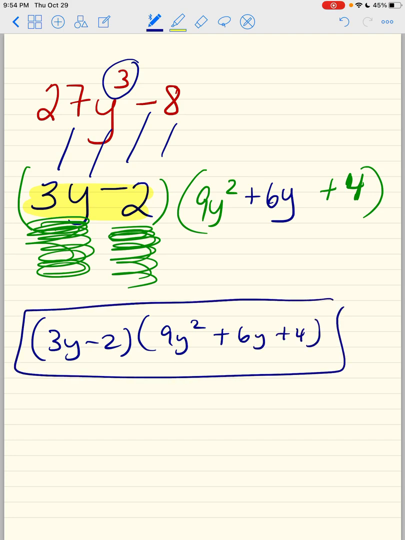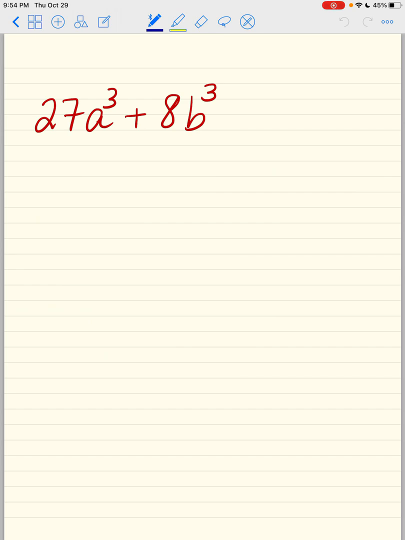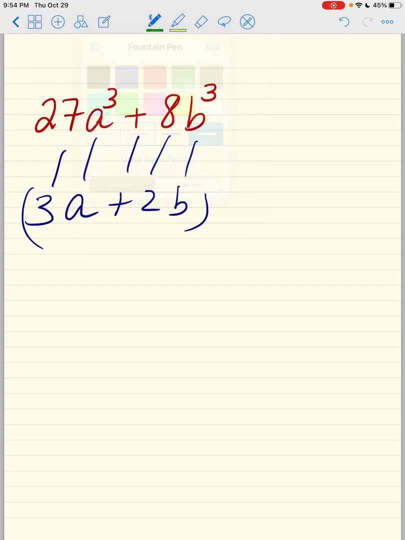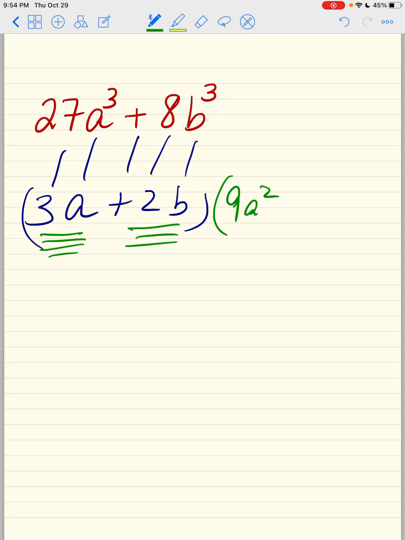Okay? Let's try last one. You guys can give this a shot. Pause the video, and you guys will be great. Cube root of 3, cube root of a, positive, cube root of 2, cube root of b. We're going to take the first part and square it. 3 squared is 9, a squared is a squared. We're going to take the last part and square it and put that at the end. Don't forget, 2 squared is 4 and b squared.